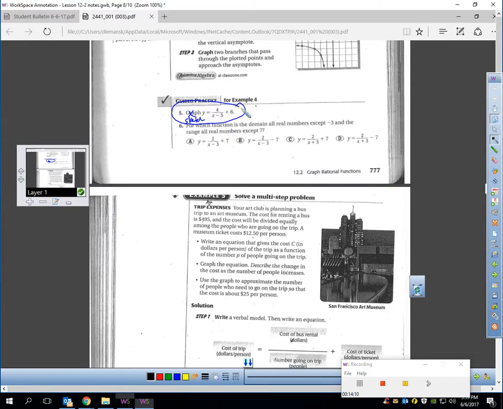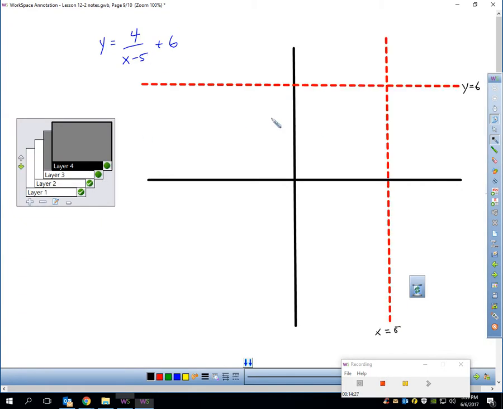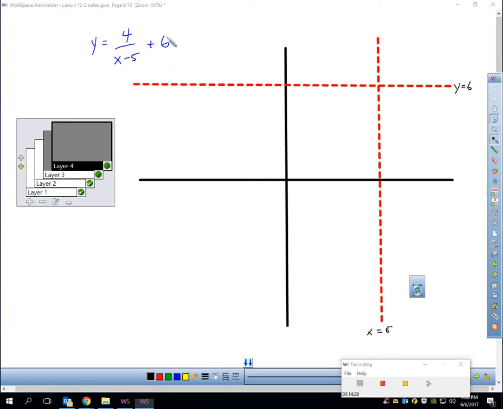Let's do one more sketch, and I think I'll be done with the video. Now, this doesn't ask me to do domain and range and everything else. They just want me to sketch y equals 4 over x minus 5 plus 6. Okay, so first of all, my asymptotes. The plus 6 means my horizontal asymptote is 6 units up. And down here, this is telling me my vertical asymptote is 5 units to the right. Remember, where I'm highlighting, this is backwards from what it looks like. So this is positive 5.